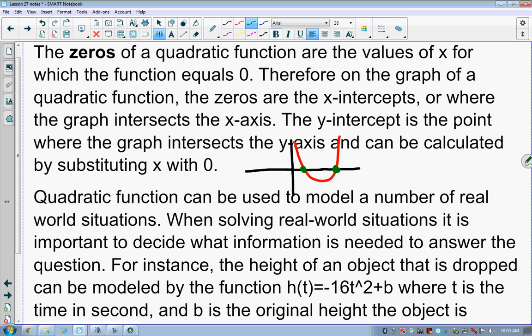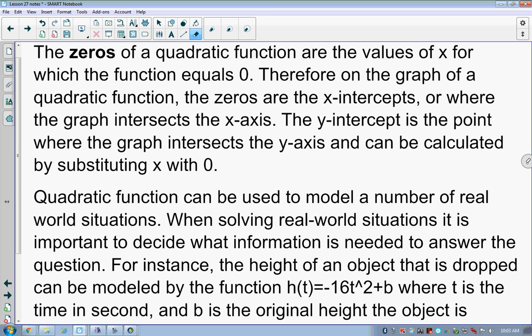There might be just one zero. It could cross right on the x-axis, or there might be no zeros, depending upon where it's located. You follow? Those are really the only three options. Either a quadratic function will have 2 zeros, 1 zero, or no zeros. You can't have 3 or 4, right?